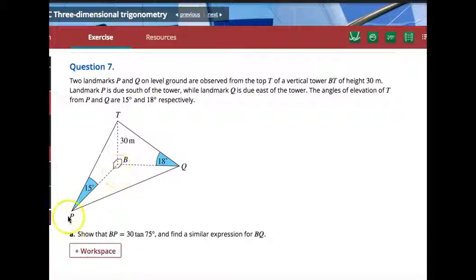So that means if P is due south of the tower, then P is due south of B, because T is directly above B. So that means that north is this way. If P is south, that's north. And they've told us that Q is east of the tower. So if this is along east and that's south, girls, that angle on the ground is a right angle. So I can draw that flat in a minute if I want.